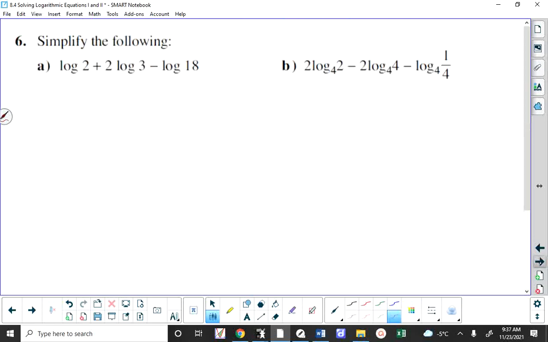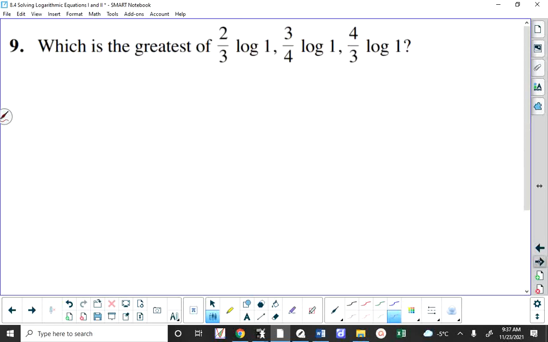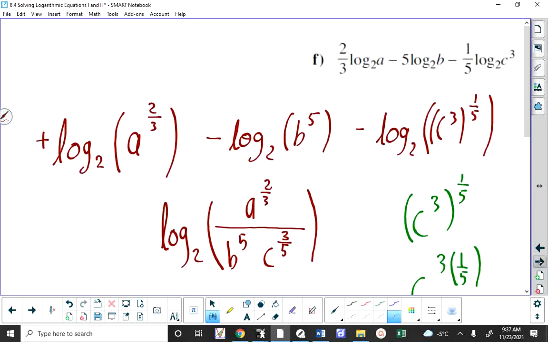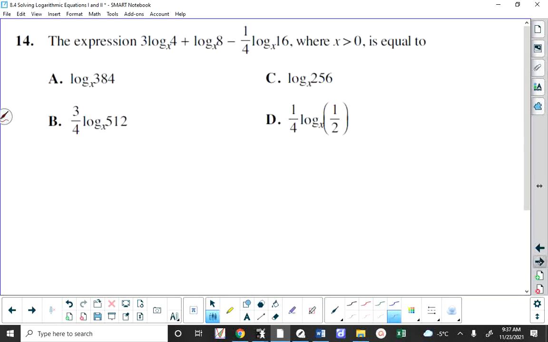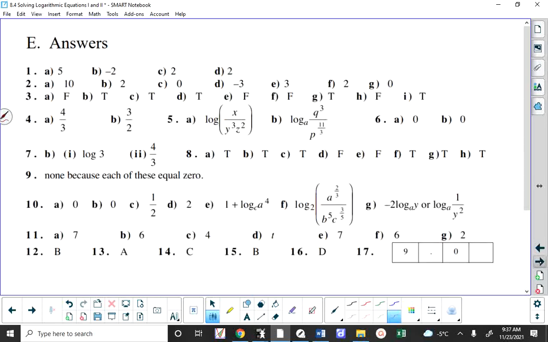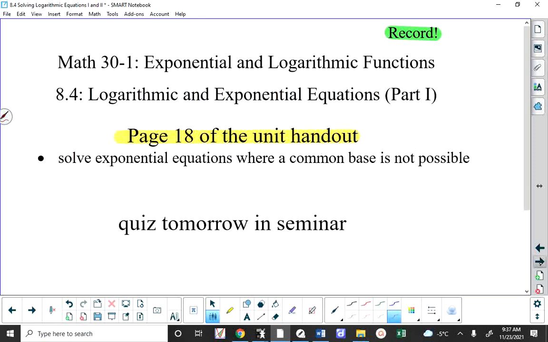Okay, we are going to move on now. So we're looking, I believe, at, I don't know, I'd be guessing, so I better take a look. Page 18 of your unit handout.